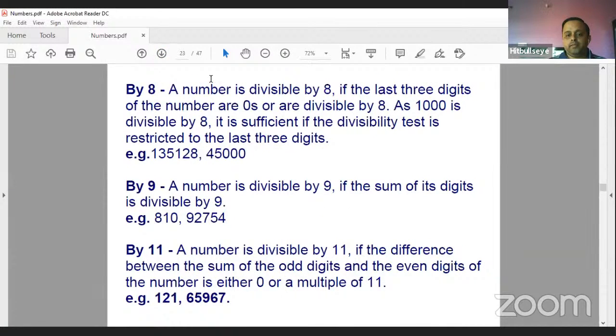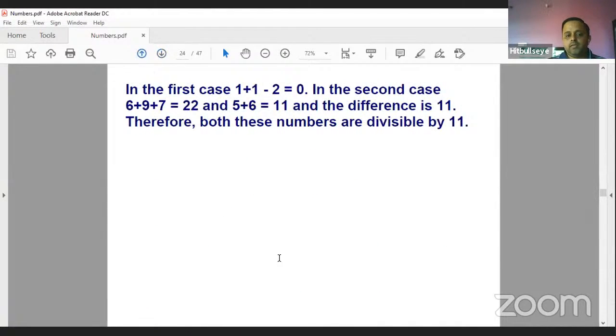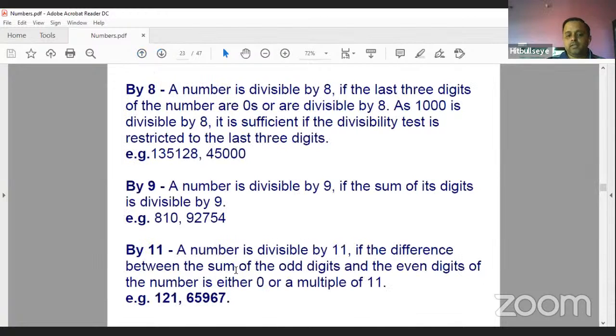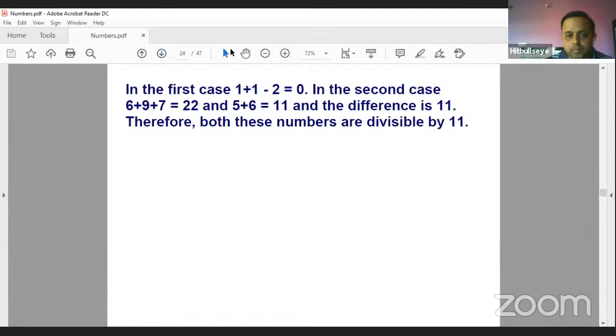For 8, I told you that the last 3 digits need to be checked. For 9, I told you that the sum of digits should be divisible by 9. And for 11, the rule is a little bit different. For 11, what you will do is find the difference of the sum of the digits at the odd places and the sum of the digits at the even places of the number. For example, we have this number with us. Let's say I'm just writing down a random number.